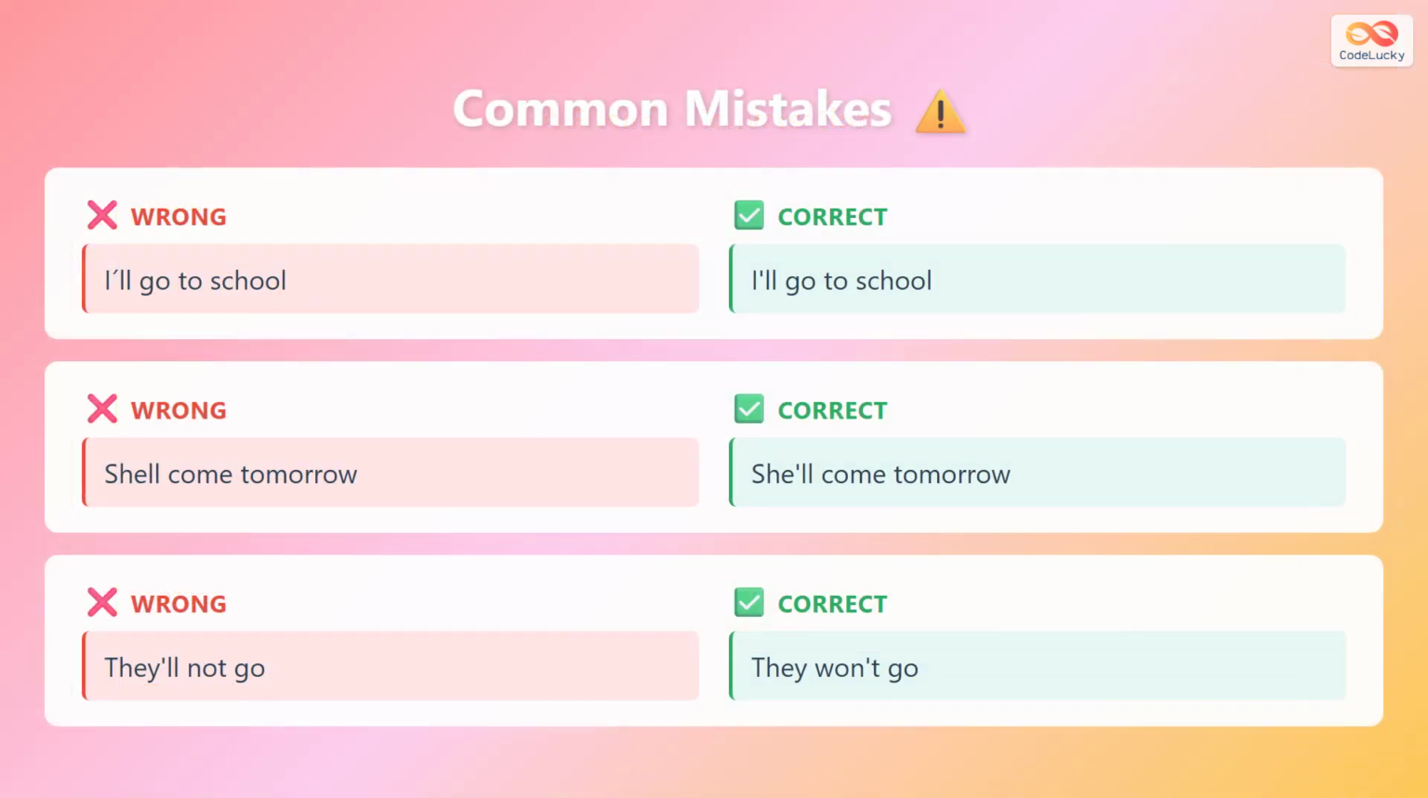Let's look at common mistakes learners make. First mistake, writing I with an acute accent instead of an apostrophe. The correct form is I'll with an apostrophe, not I with an accent mark. Second mistake, forgetting the apostrophe entirely, writing shall instead of she'll. Always include the apostrophe. Third mistake, trying to create a contraction with will not as they'll not go. The correct form is they won't go. Remember, will not has a special contraction that breaks the pattern.